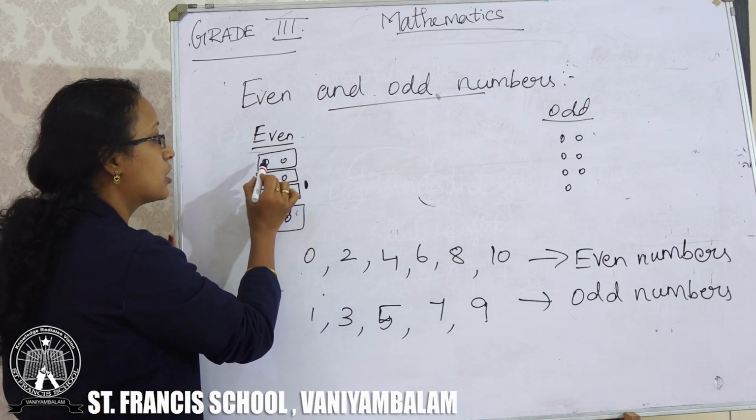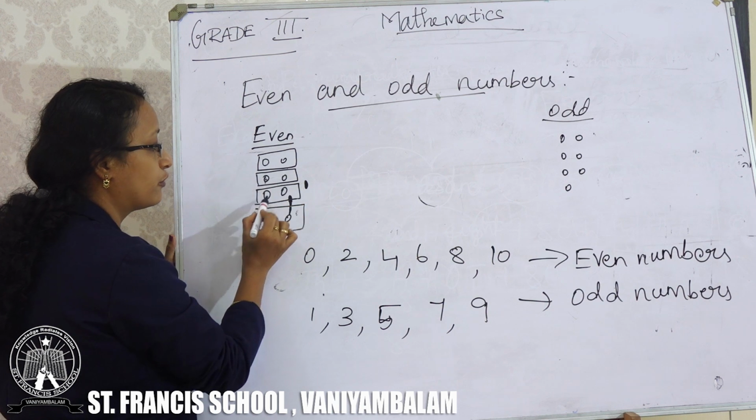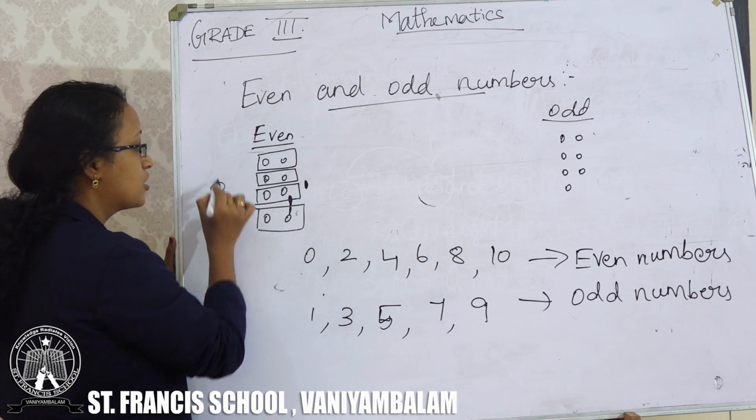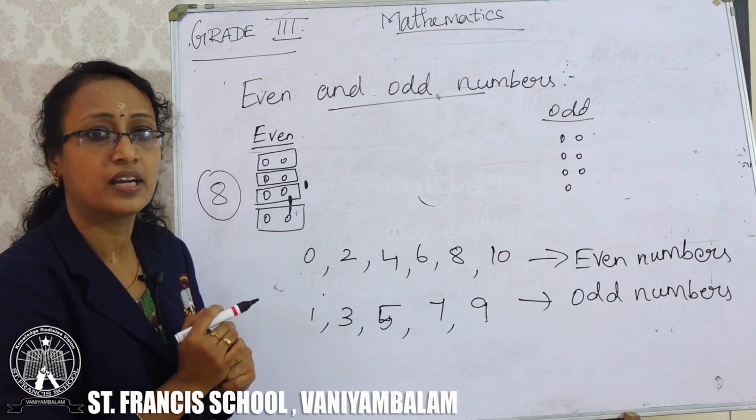So how many circles do you have in total? 1, 2, 3, 4, 5, 6, 7 and 8. So you can say 8 is an even number.